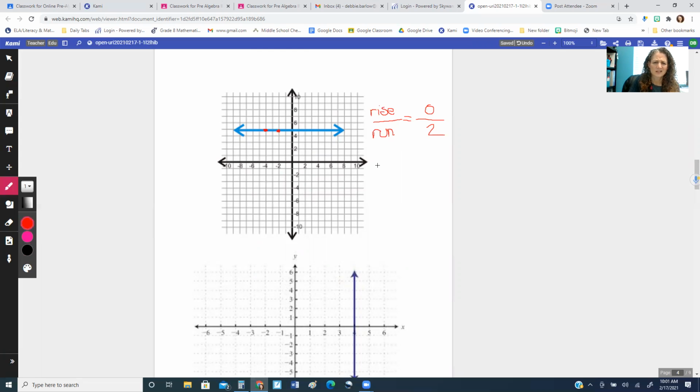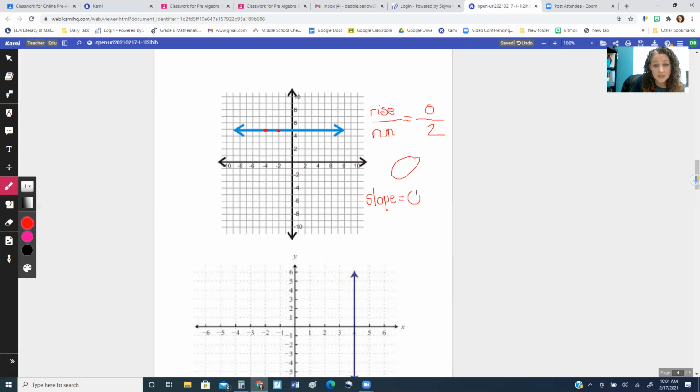Is that totally possible? Okay, so 0 divided by 2: if I have 0 cupcakes and I have 2 friends, how many cupcakes does each friend get? 0. No cupcakes for you. So the slope is 0. Can we have a slope of 0? Yeah.